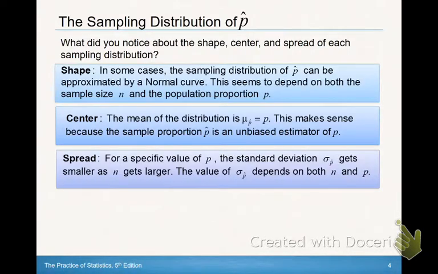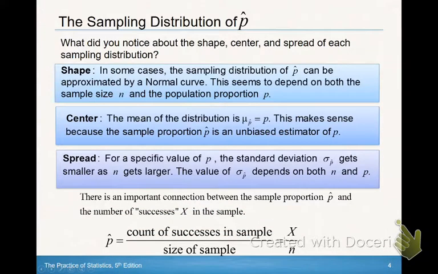The spread. For a specific value of p, the standard deviation, sigma sub p hat, gets smaller as n gets larger. So that makes sense. The spread gets smaller as our sample size increases. The value of sigma sub p hat depends on both n and p. There's an important connection between the sample proportion p hat and the number of successes x in the sample. P hat is equal to the count of successes in the sample divided by the size of the sample, or x divided by n.